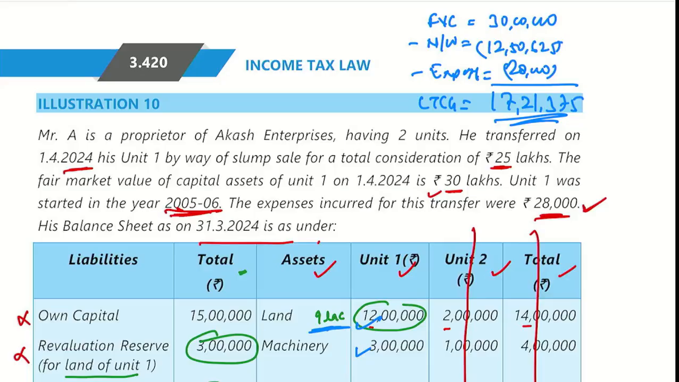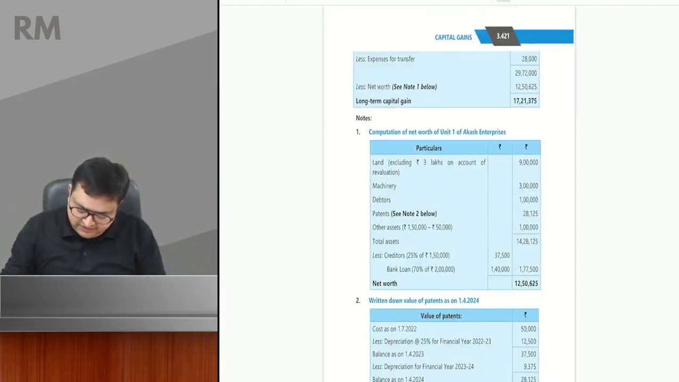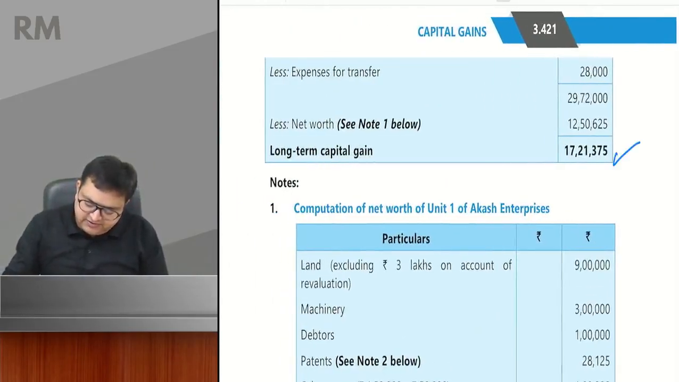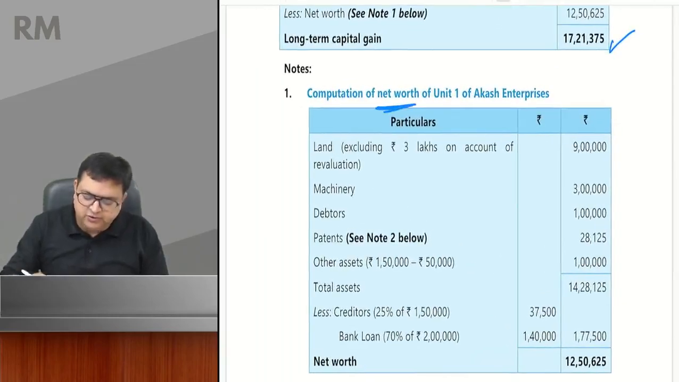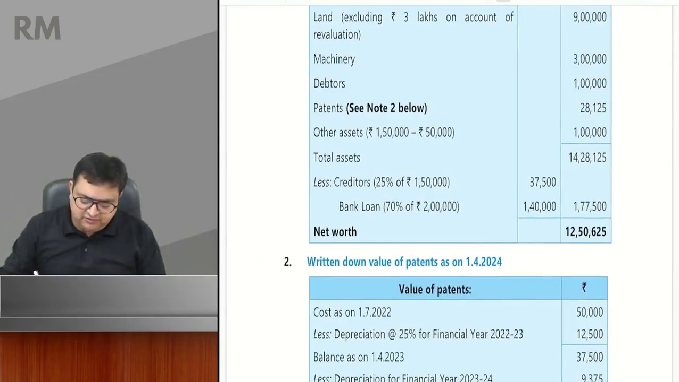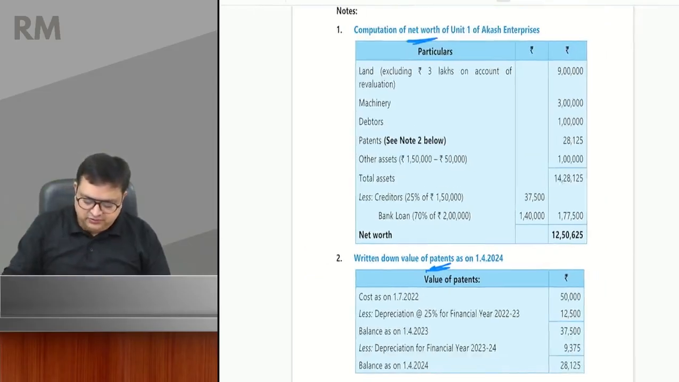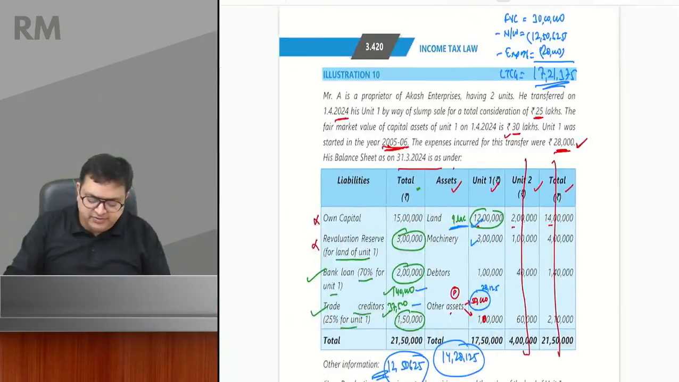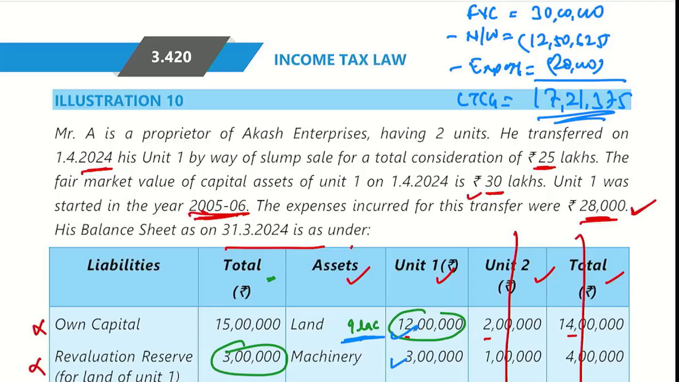17,21,375. So these kind of questions are important for you. So if we look at it, 17,21,375 long-term capital gain, and they have given us a note to compute the net worth. And they have also given us the note to compute the correct value of the patents. That is the depreciation which we are doing. So this is how the slump sale question should be done. It is an important topic, slump sale. I believe everybody understood this.